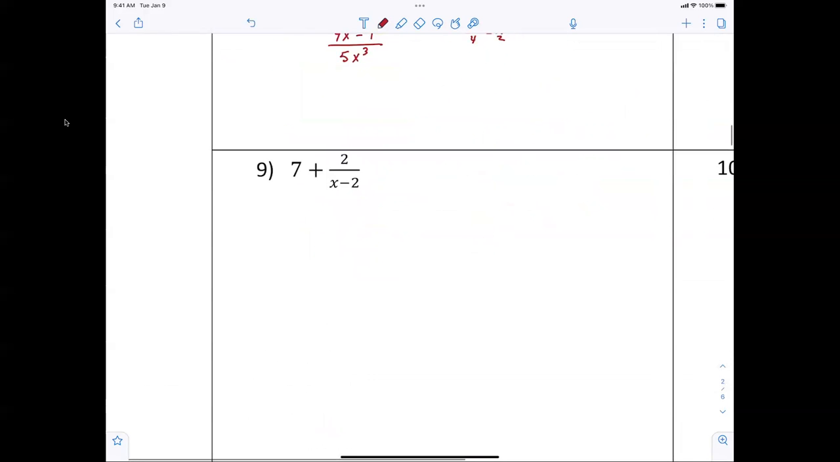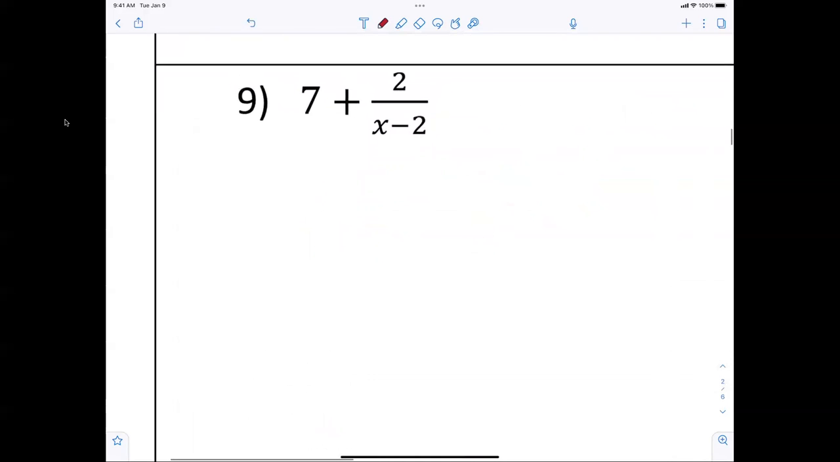All right. Now for number 9. 7 is really 7 over what? 1. So if you want, make yourself a note, 7 over 1 plus 2 over x minus 2.